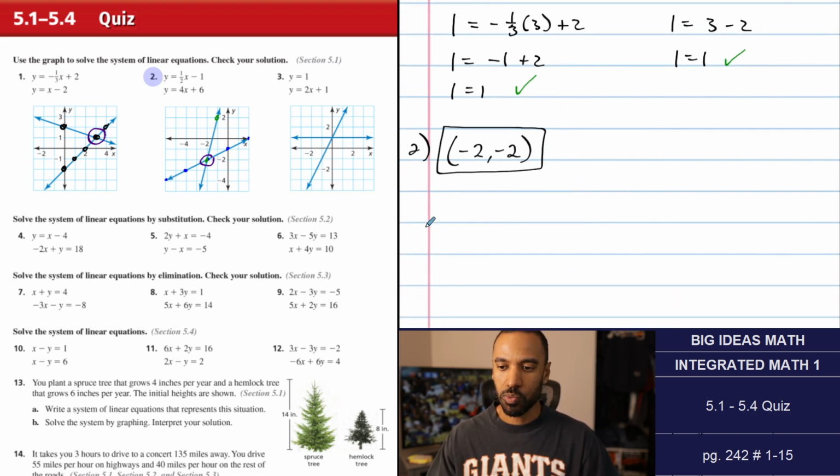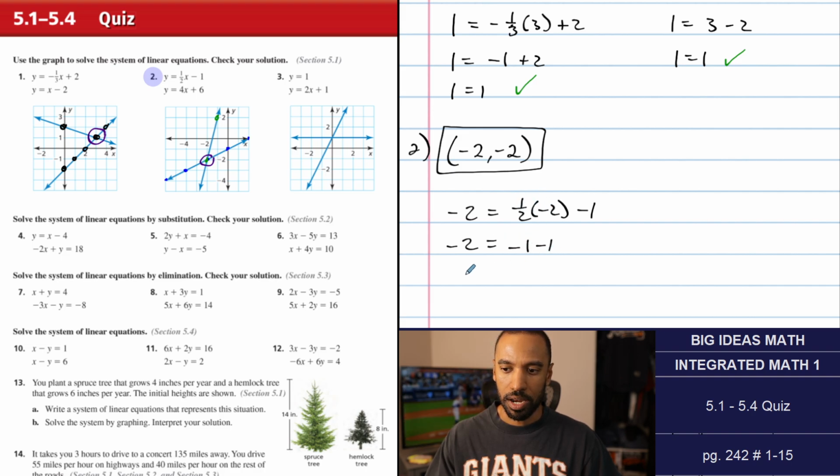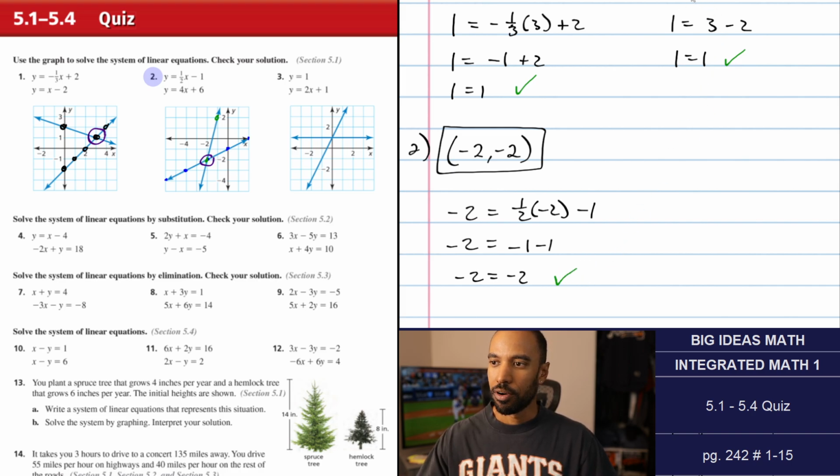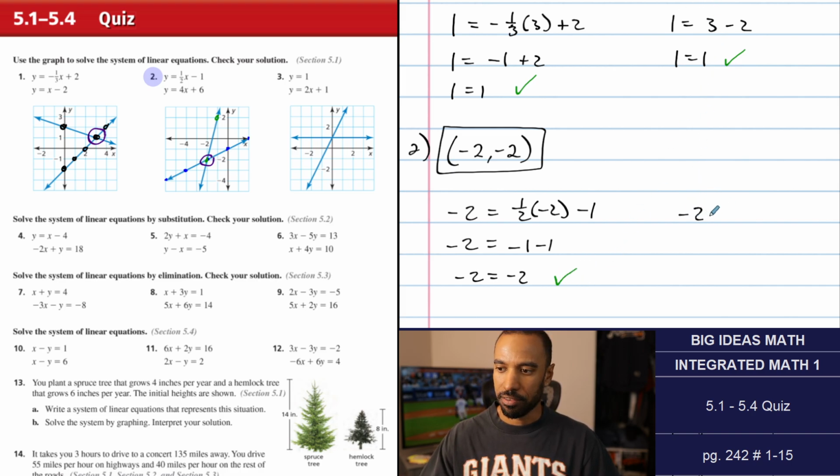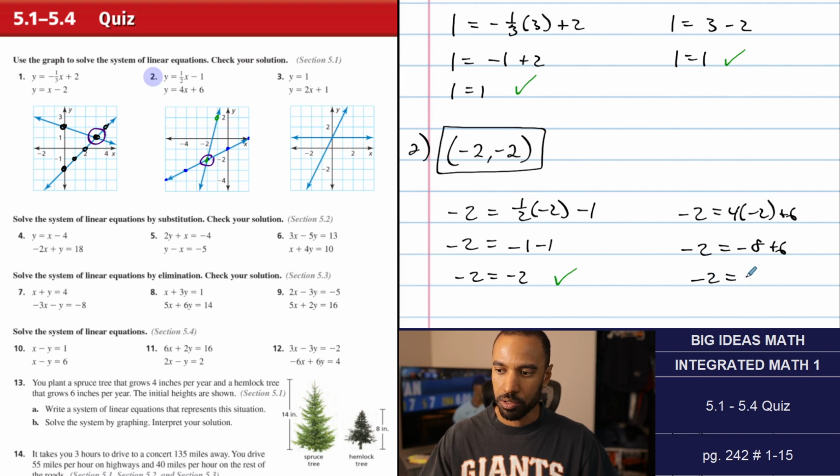So a double check on this one, negative 2 equals 1/2 times negative 2 minus 1. There's no reason for this to be wrong. Half of negative 2 is negative 1. Negative 1 minus 1 is negative 2, and that's all good. For the other equation, we have negative 2 equals 4 times negative 2 plus 6. Or negative 2 is negative 8 plus 6. Negative 2 equals negative 2 there as well.